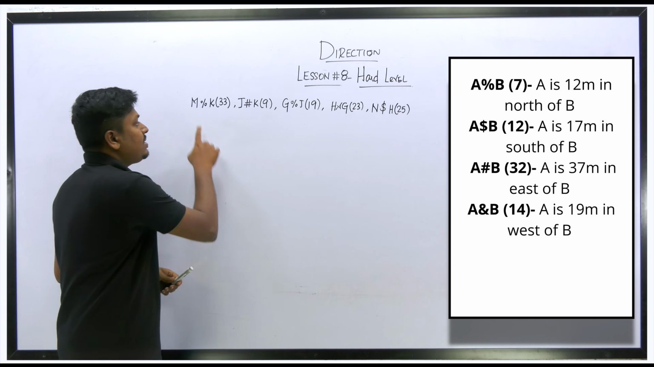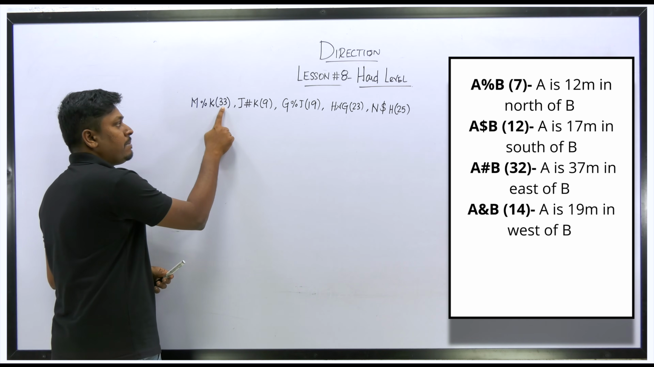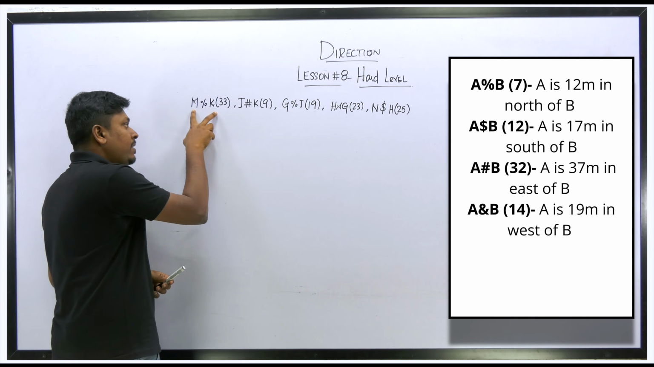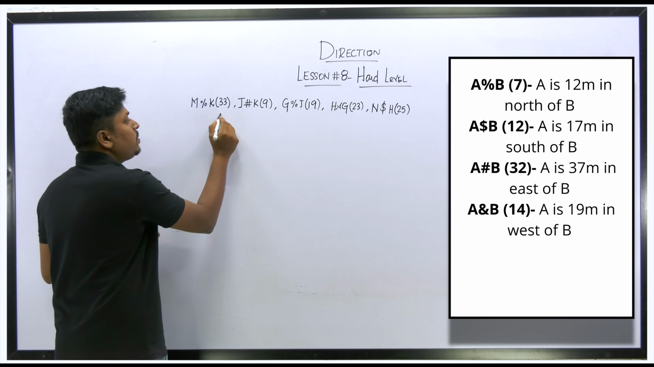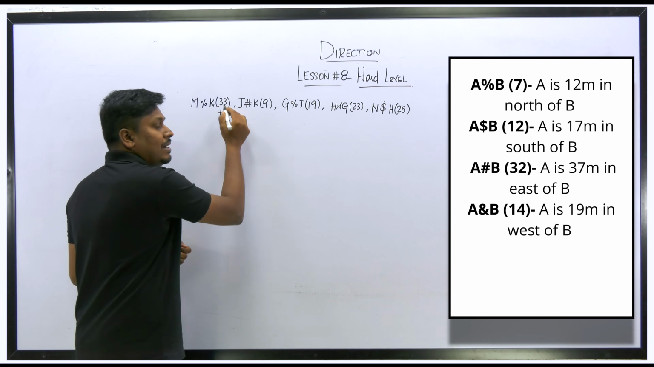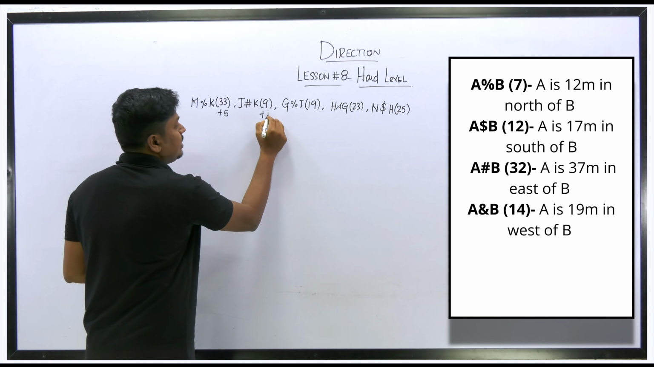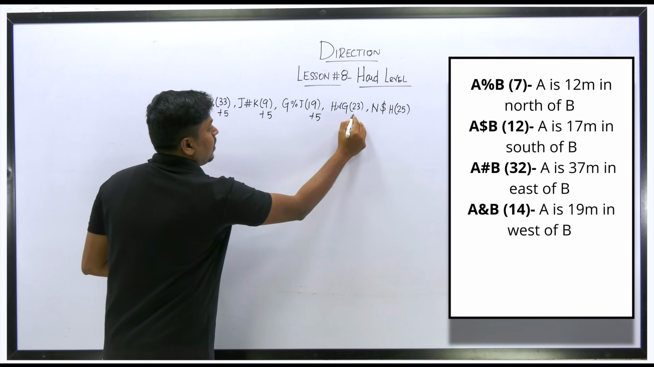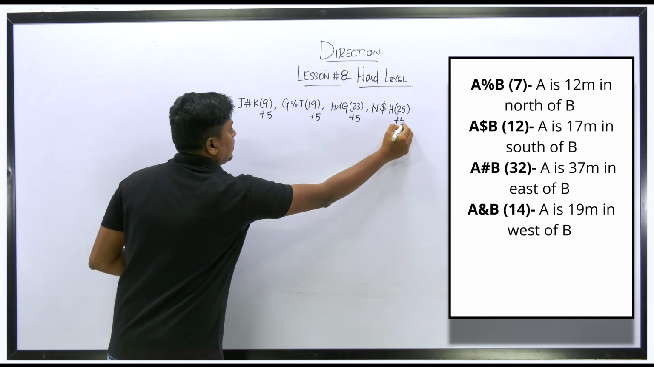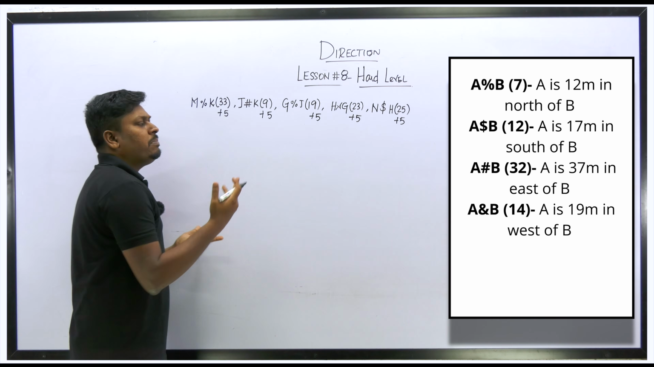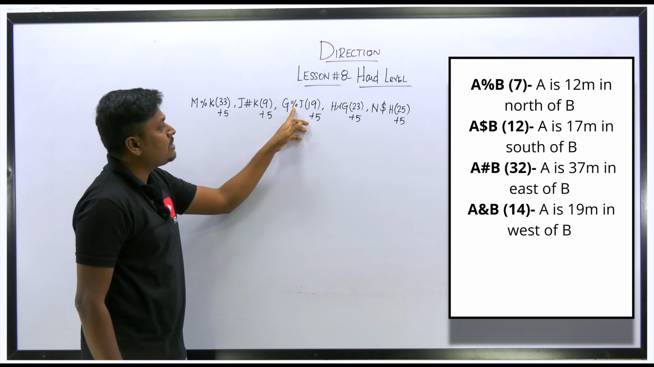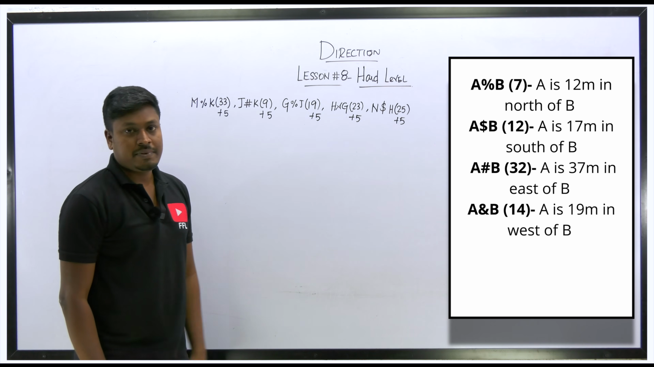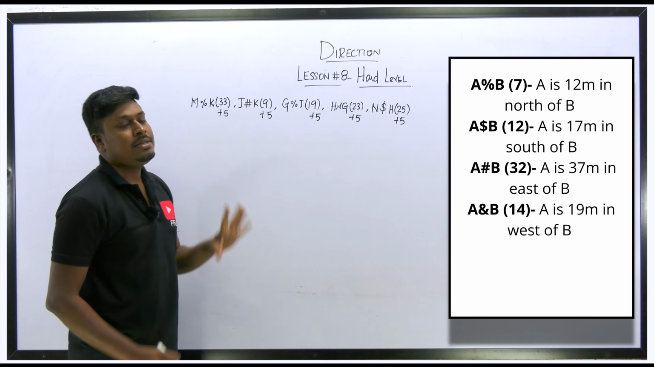But here, first is M percentage K, bracket 33. In the given question, the number is 33. But while considering, what you need to do? You need to add 5. Got it? You need to take it as 38. Similarly, add 5 for all the bracket numbers. Understood or not? Not every time will it be 5. For some symbols it can be plus 5, and for some symbols it can be minus 5 also. The question may vary, but the logic is similar.